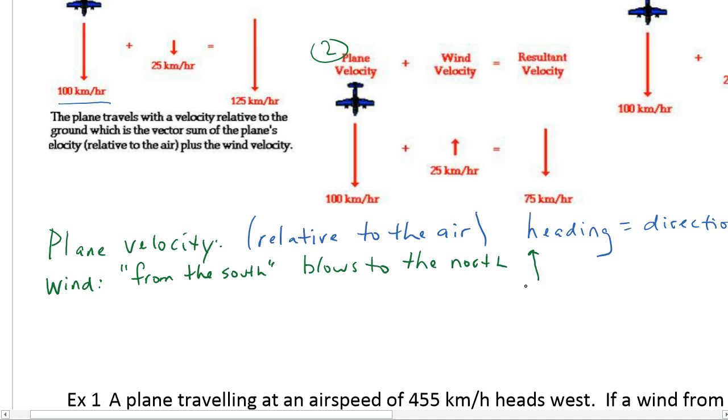If you're not sure, ask me. I'm not trying to be tricky. I just want you to be aware of how in English we talk about it. In Winnipeg, for example, we get a cold north wind. A north wind is actually blowing from the north and it pushes you to the south.